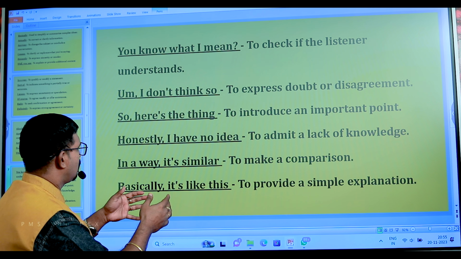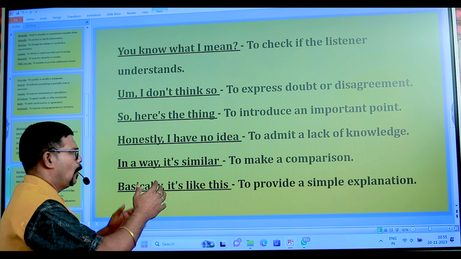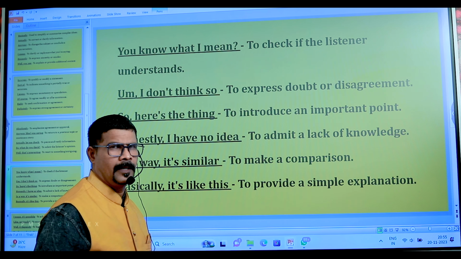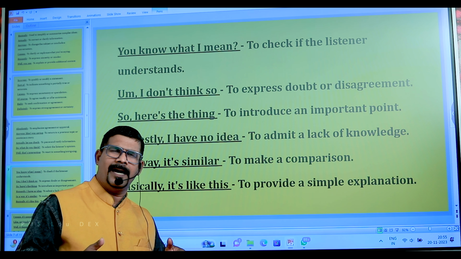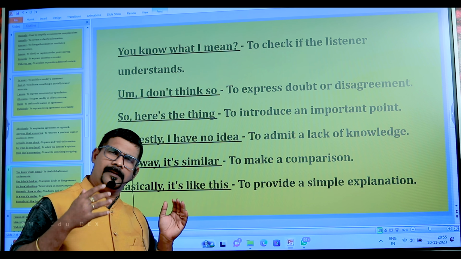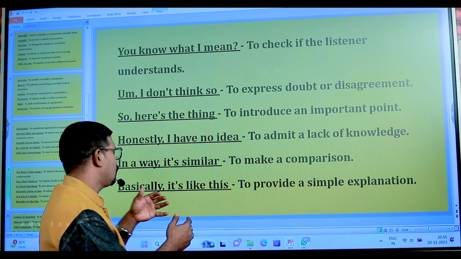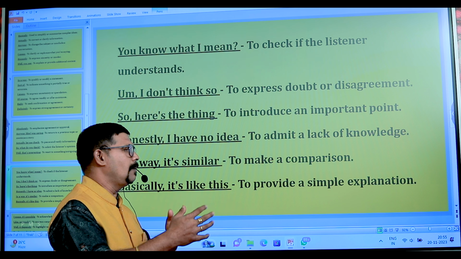In a way, it's similar, to make a comparison. When you say "in a way it's similar", we compare a person or thing. Basically, it's like this, to provide a simple explanation. When you use the filler "basically, it's like this", you provide a simple explanation.